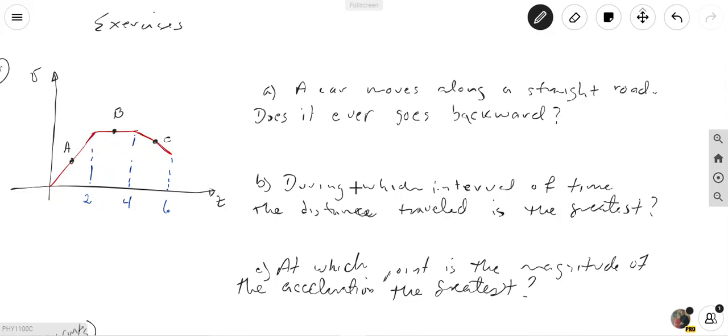Now, they ask you during which interval of time the distance traveled is the greatest.